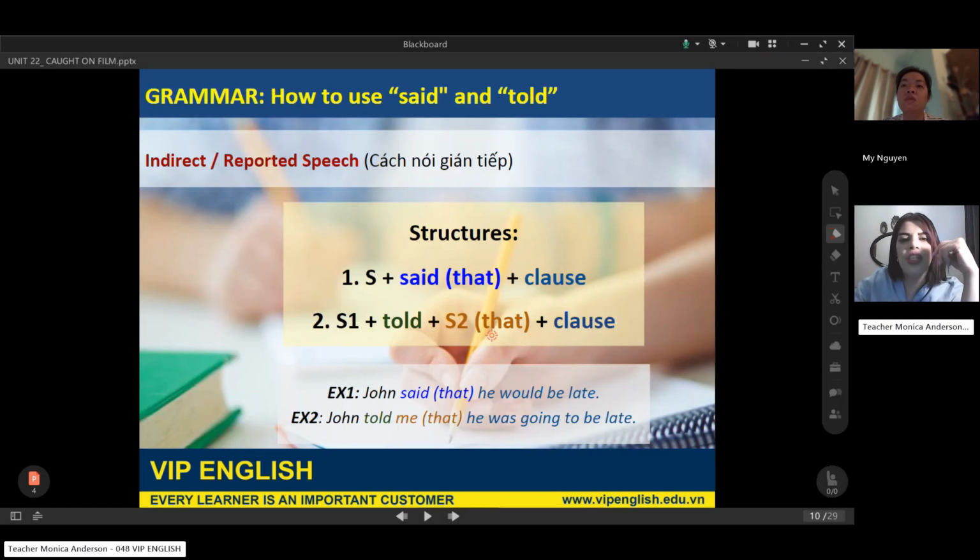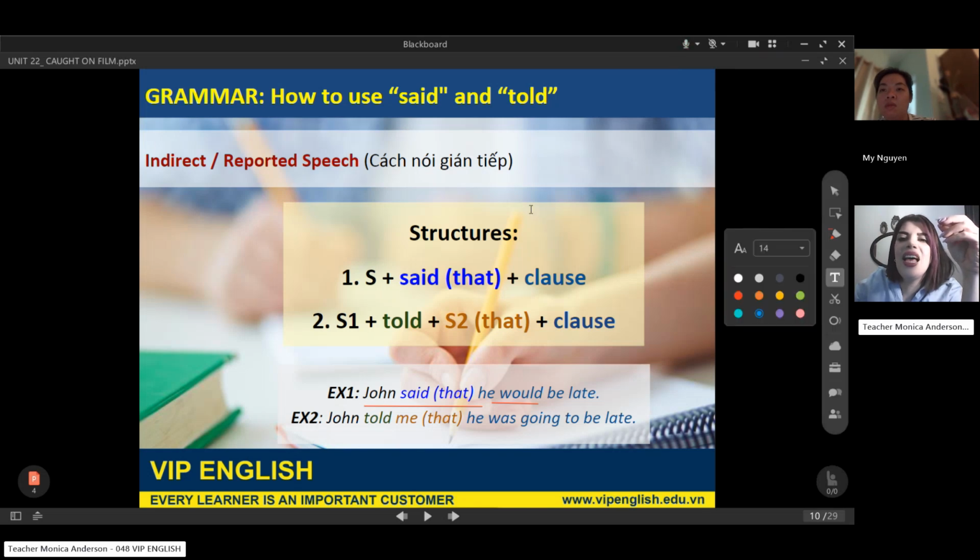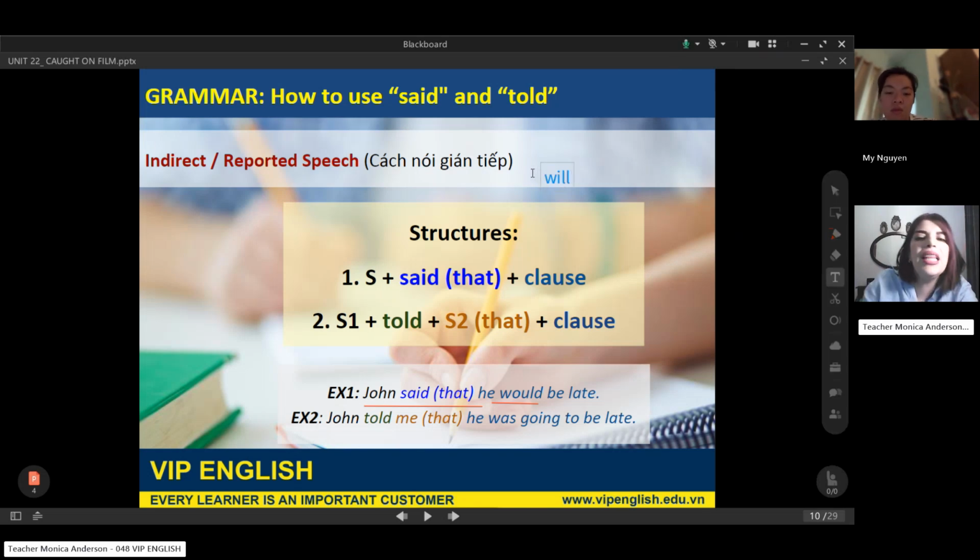Okay, this one. John said that he would. Direct speech is will, so will changes to would. For example, I will be late. So Monica said she would be late, not will be. So will to would, okay?